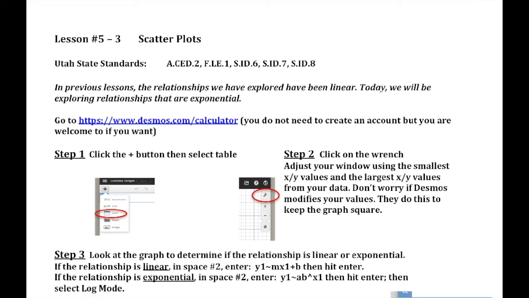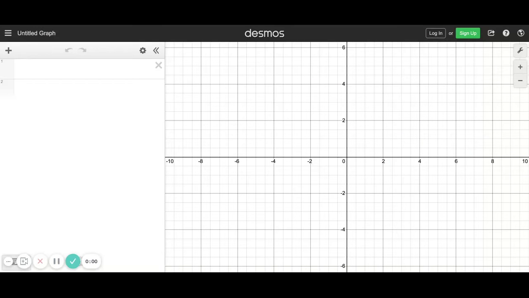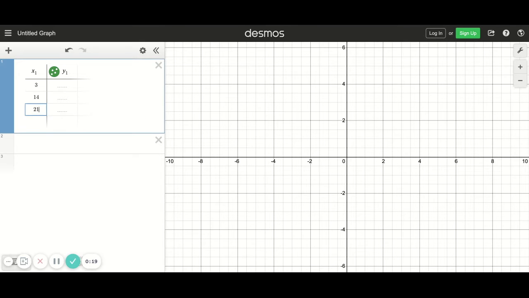exponential situation. So here we are at our Desmos.com calculator, and the first thing we're going to do is create a table. So we're going to go over to the plus sign, click it, go down to table. And that opens up this table. And we're going to enter this information from the table in the warm-up. So the first one is 3. If we go down, the next one's 14. Then we got 21, then 24.